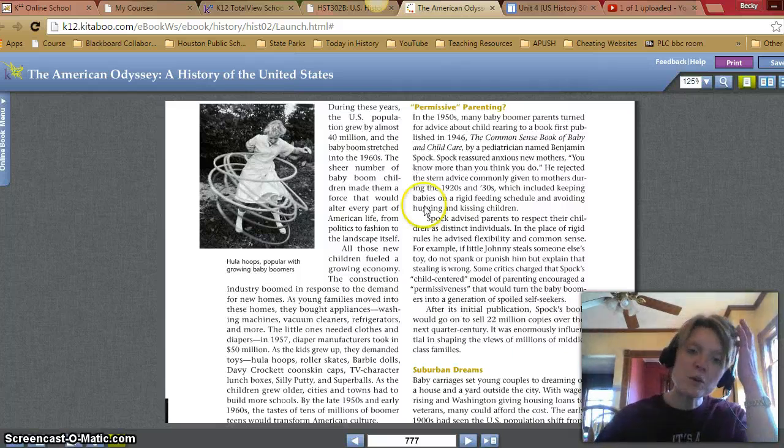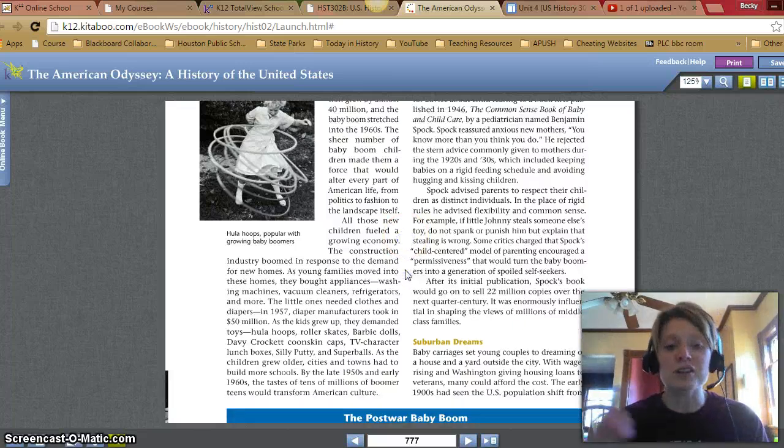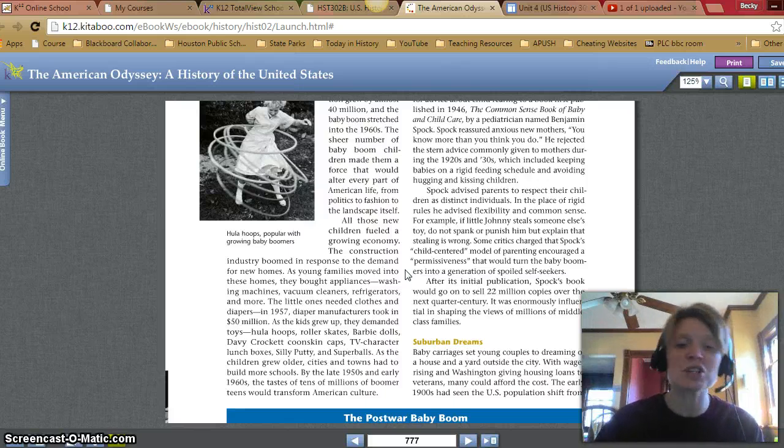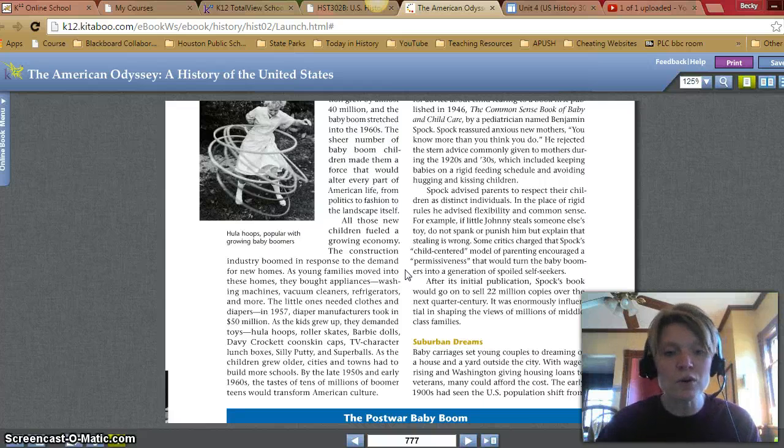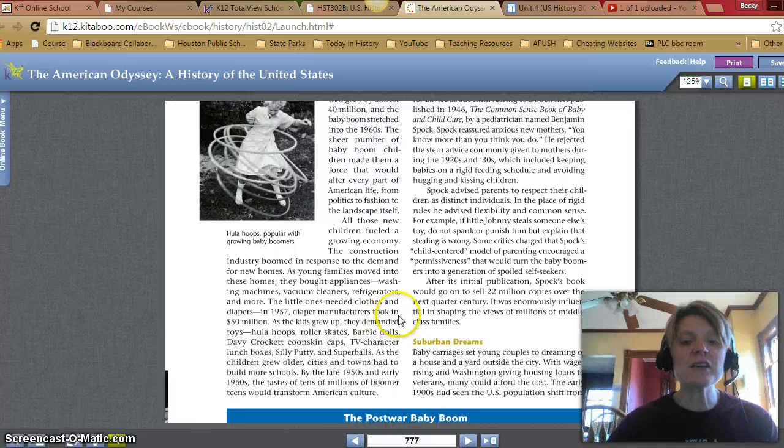All these new children fueled a growing economy. The construction industry boomed in response to the demand for new homes. As young families moved into these homes, they bought appliances, washing machines, vacuum cleaners, refrigerators, and more. The little ones needed clothes and diapers. In 1957, diaper manufacturers took in 50 million.